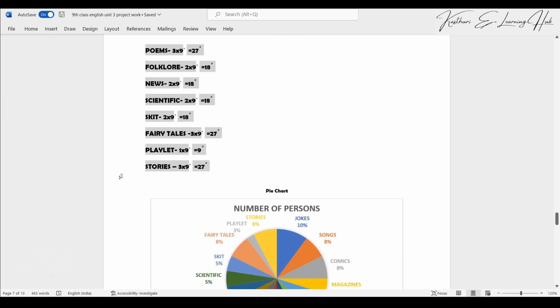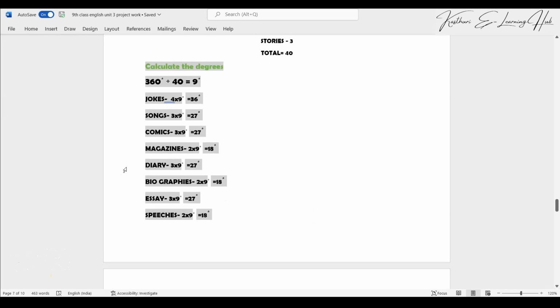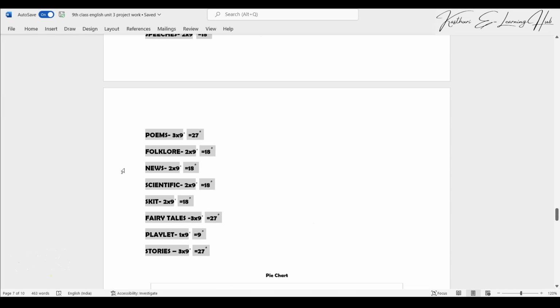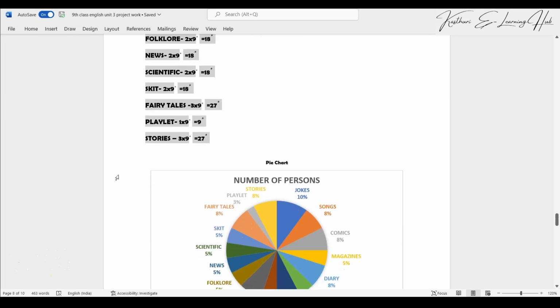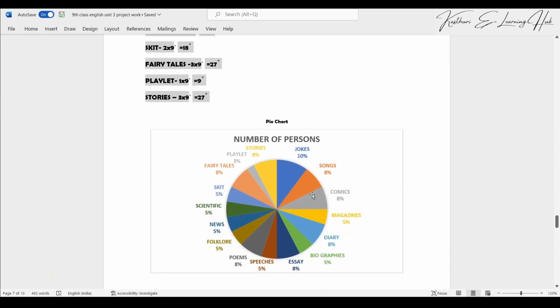Then next, what is there? Songs. Songs, how many degrees? 27. Again, with that as the base; for comics we drew a line, is it not? Now this radius we had taken first, and later on this line will become the base, and we will take the degrees and draw this line. Then next is jokes. Jokes, how many degrees? Yes, jokes is 36 degrees. So with this line as the base, the line for songs that we drew just now, isn't it?